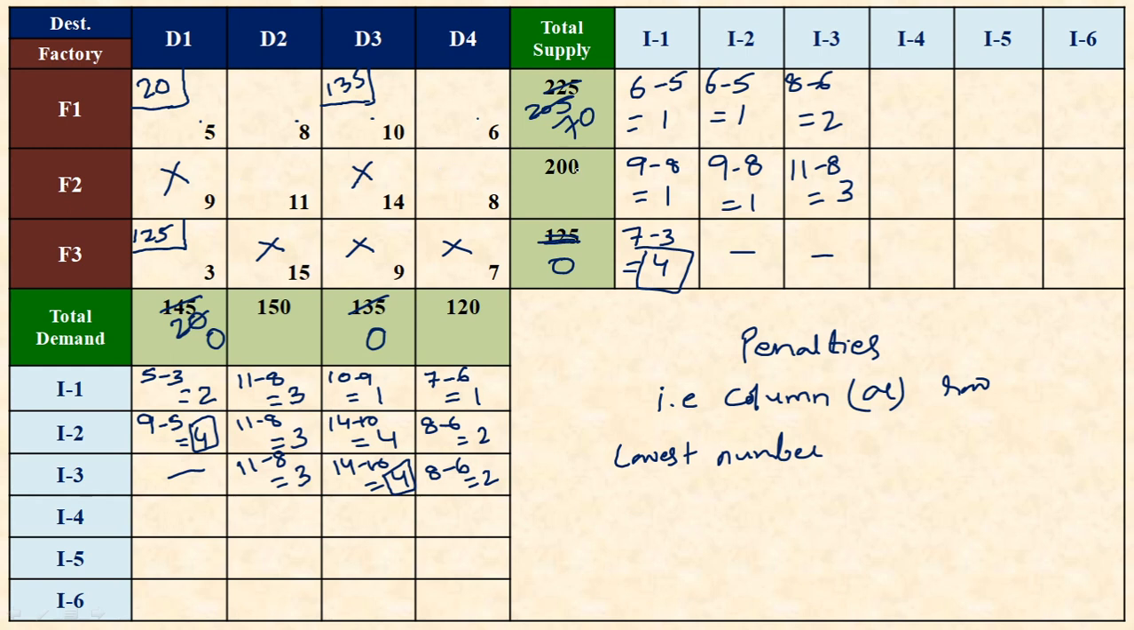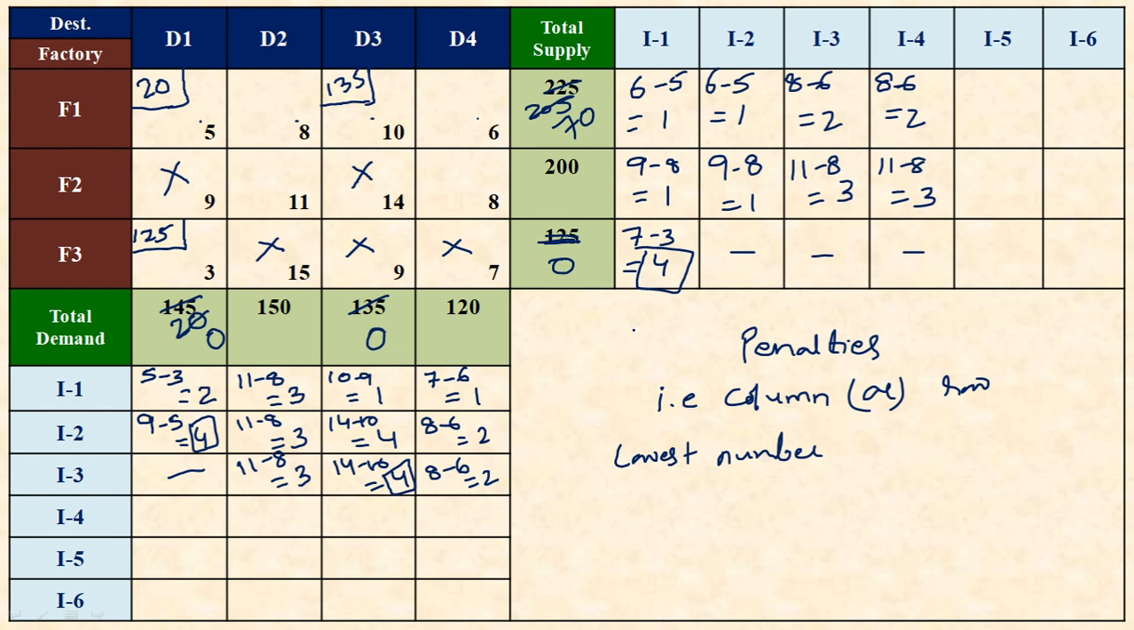That means we are not reaching a feasible solution. For that purpose we have to draw one more column and one more row, that is iteration 4. So in this case F1, 8 minus 6, only 2 numbers are there, that is 8 minus 6, 2. 11 minus 8, that is equal to 3.